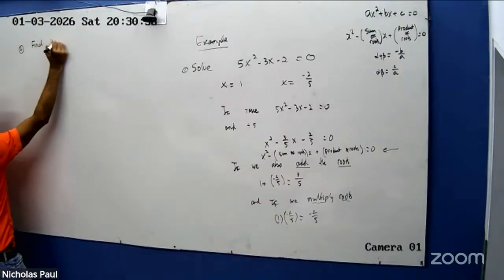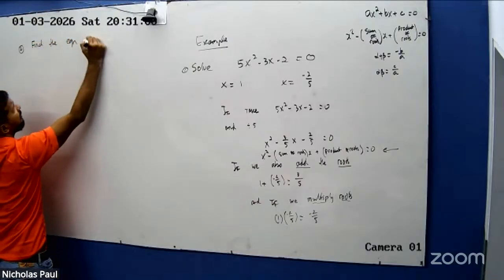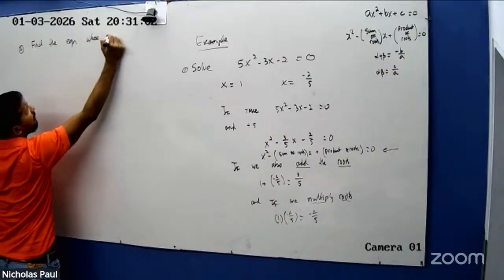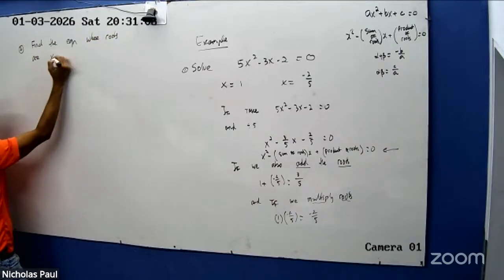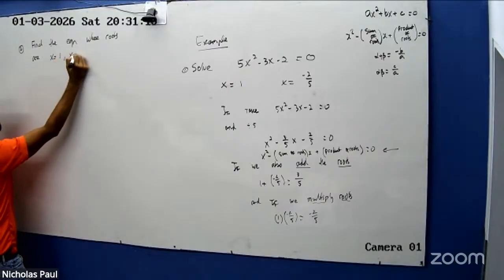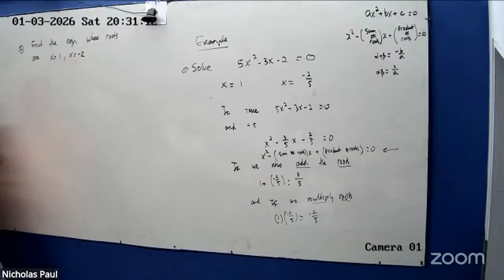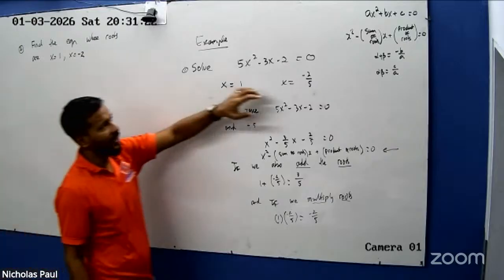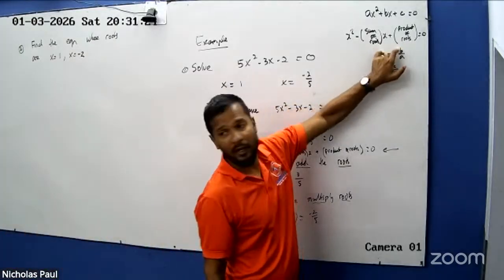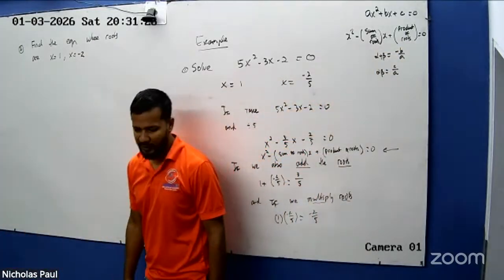Find the equation whose roots are x is equal to 1 and x is equal to minus 2. So we can find that equation. Come in here and let's see what you get.